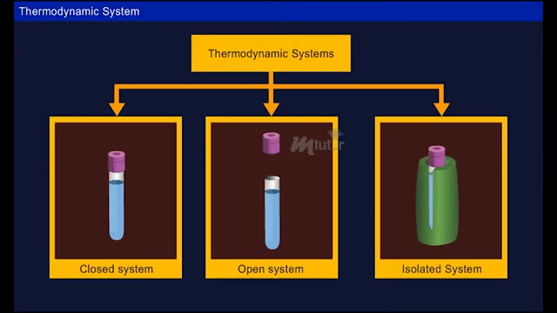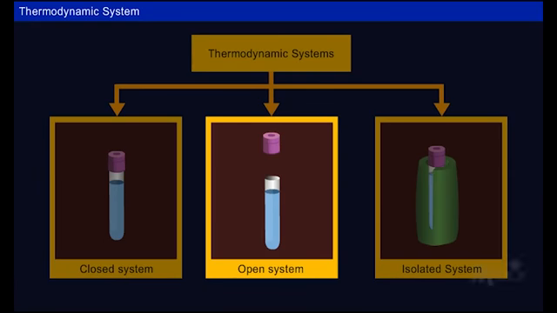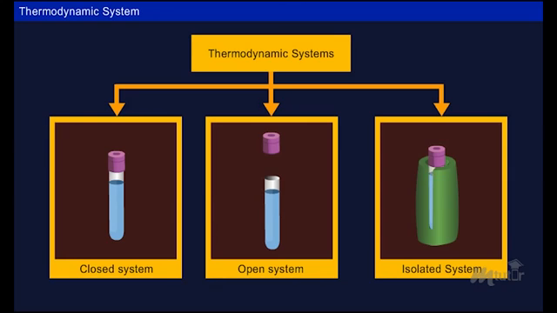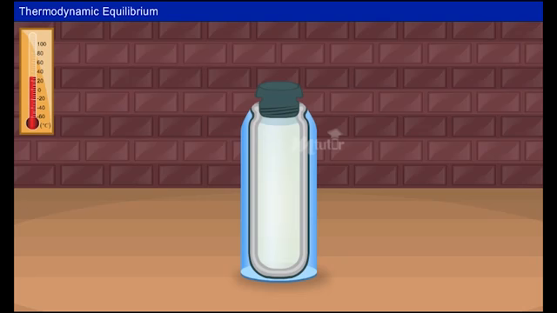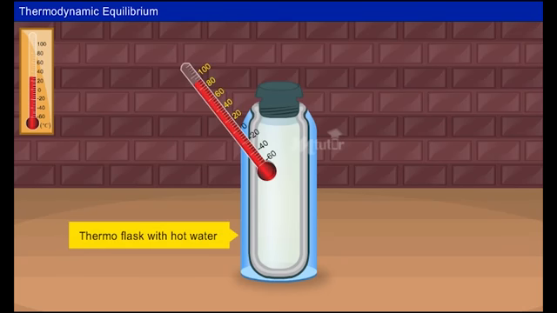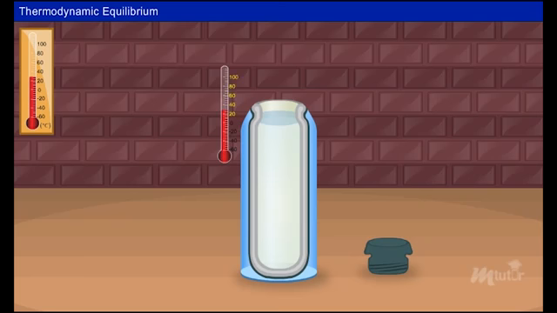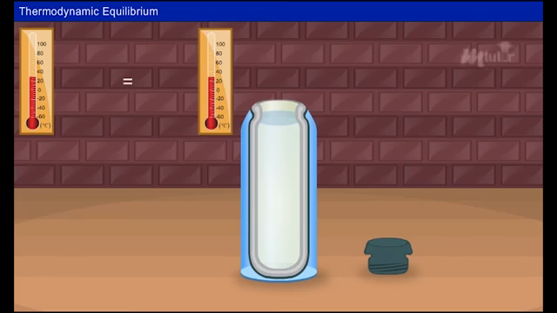Thus, the types of thermodynamic systems are closed system, open system and isolated system. Now, let us discuss thermal equilibrium. Consider a thermoflask with hot water inside. When its lid is opened, heat transfers from the flask to the surroundings and after some time, the temperatures of this system and the surroundings become uniform. We can say that the system is in thermal equilibrium.